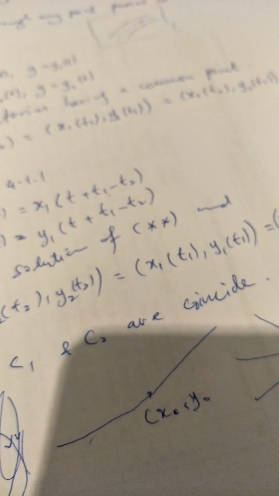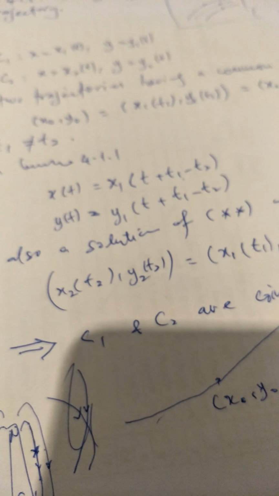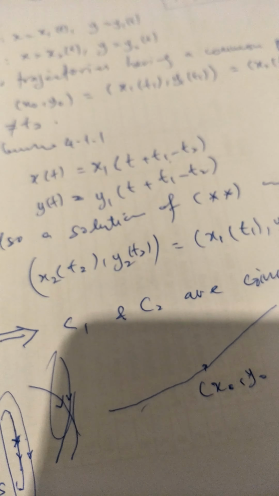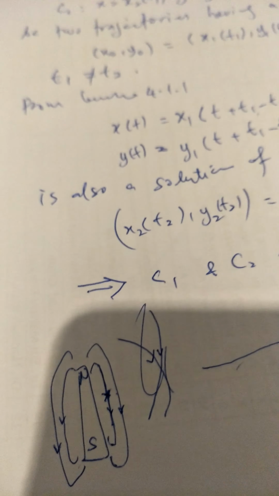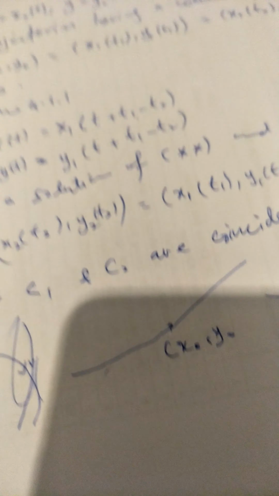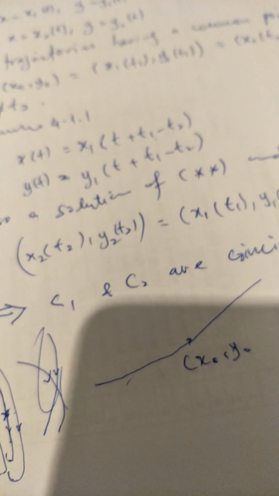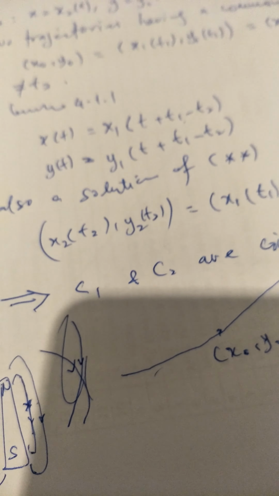Now I would like to go to the categorization of the trajectories. We have stable trajectories, unstable trajectories, and before that we need to find the critical points and so on and so forth.